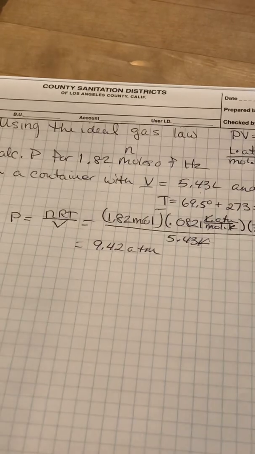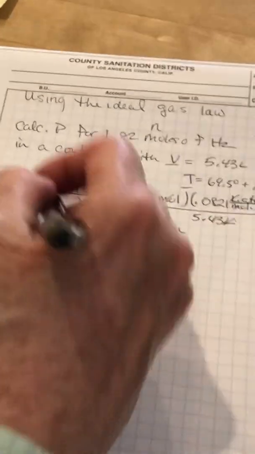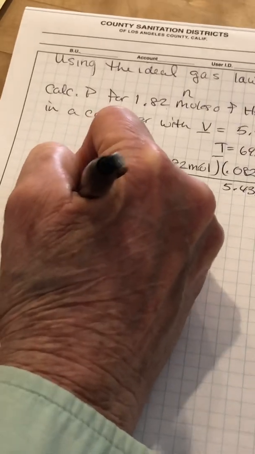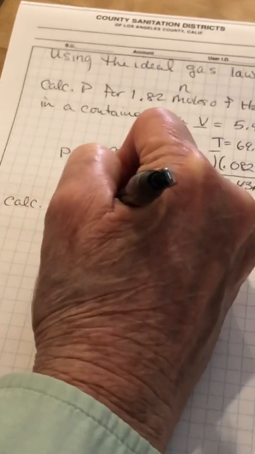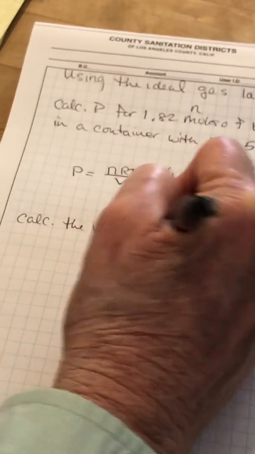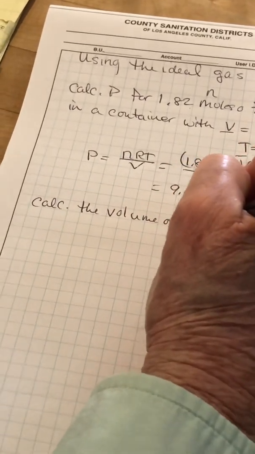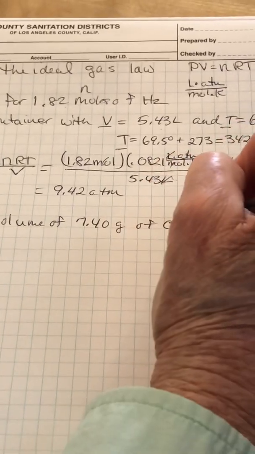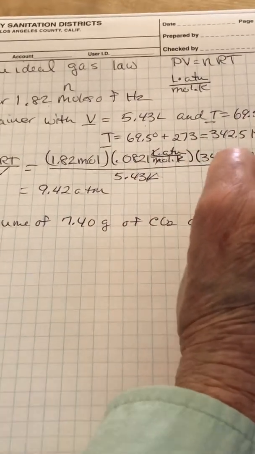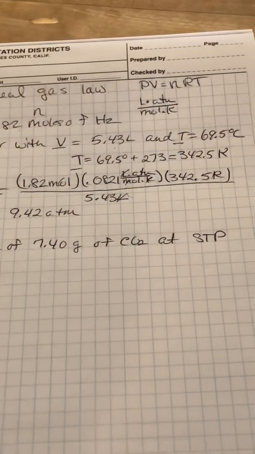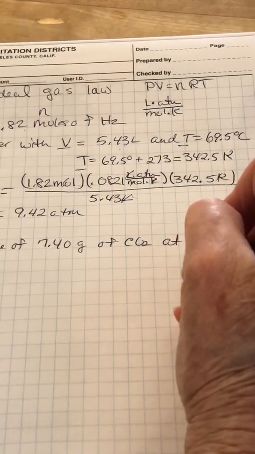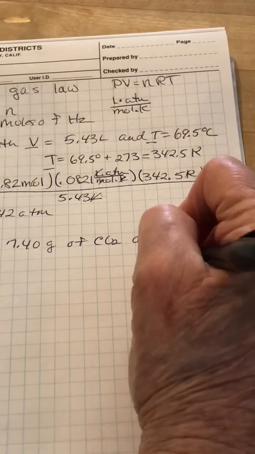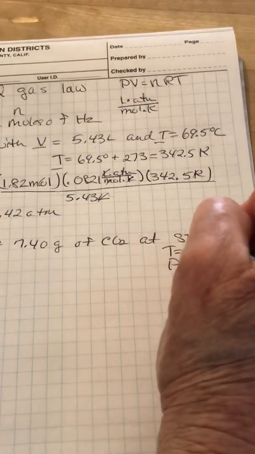Let's try something a little bit different. With this one, I want to calculate the volume of 7.40 grams of CO2 at STP. Okay, whenever you see STP, you know that T is equal to 273 Kelvin and P is equal to 1 atmosphere.